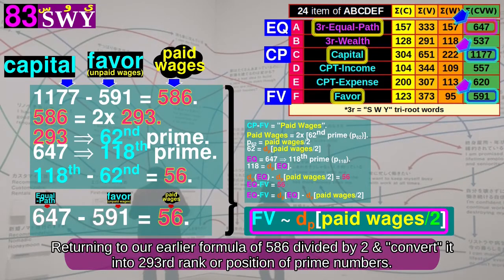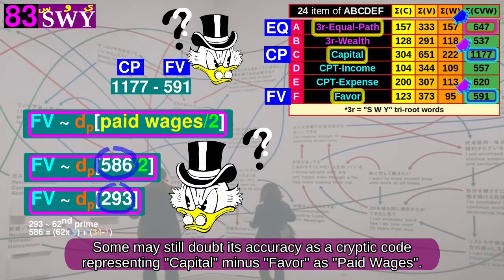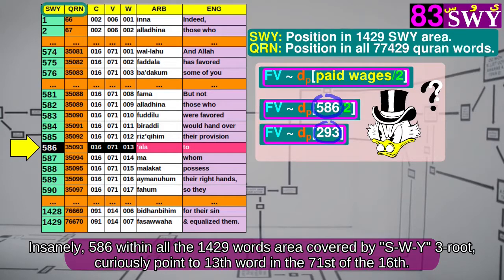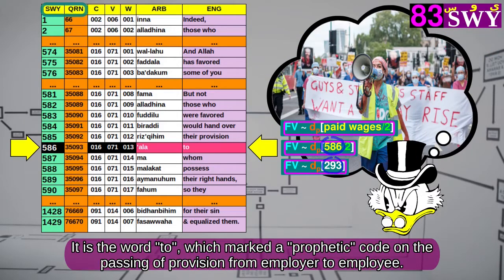Returning to our earlier formula of 586 divided by 2, and convert it into 293rd rank, or position of prime numbers. Some may still doubt its accuracy, as a cryptic code representing capital, minus favor, as paid wages. Insanely, 586 within all the 1429 words area covered by SWY3 root curiously points to the 13th word, in the 71st of the 16th. It is the word "to", which marked a prophetic code on the passing of provision, from employer to employee.